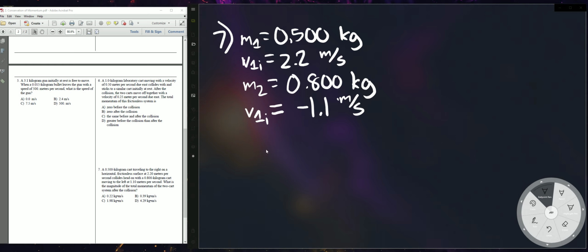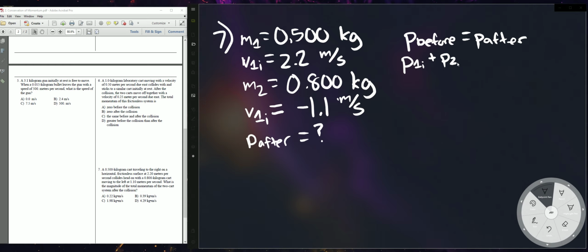So they want to know what your total momentum after collision was. They want to know what after is, right? What your total momentum of the two-cart system after the collision. Well, we know that P before is equal to P after. So to figure out what P after is, we just need to know what P before is. So what's the P before? Well, it's P1I plus P2I. And we further simplify that, M1 V1I plus M2 V2I.